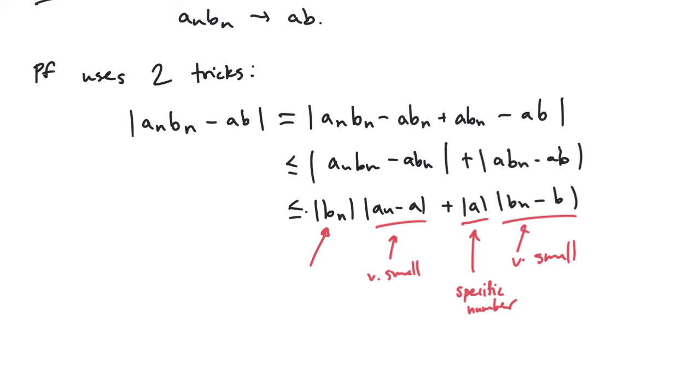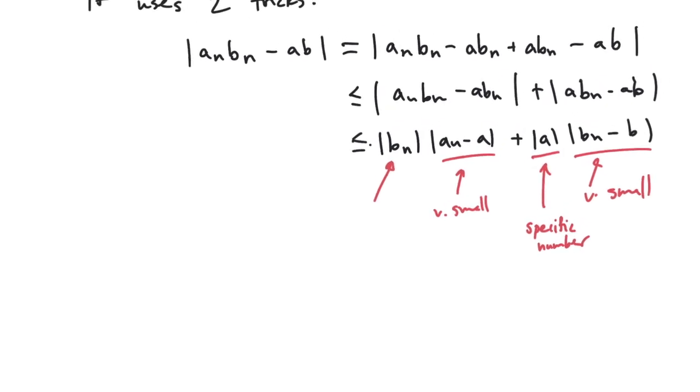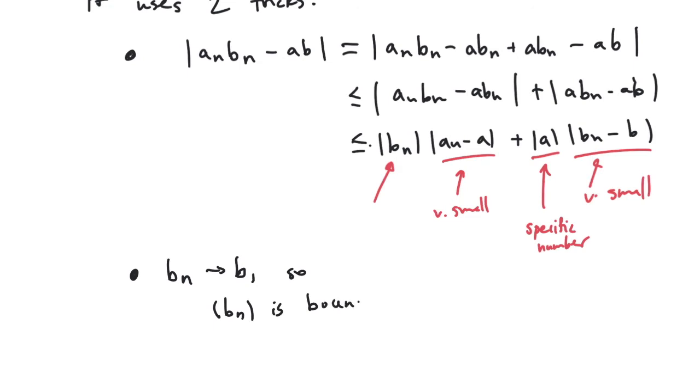But the second trick, so this is like the other trick. That was the first big idea you need to have, and these are not obvious ideas to have, at least the first one is not. This involves just a weird adding and subtracting. The second observation is bn converges to b, so the sequence bn is bounded. This is something we talked about two times ago, I believe. There was a theorem that says any sequence which converges is bounded, all right?